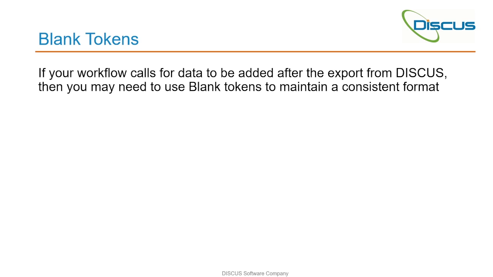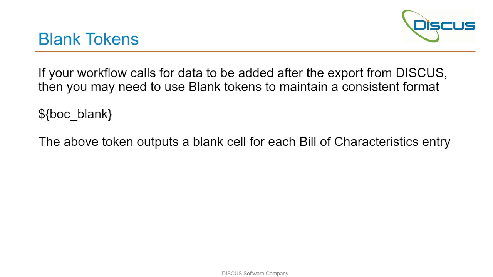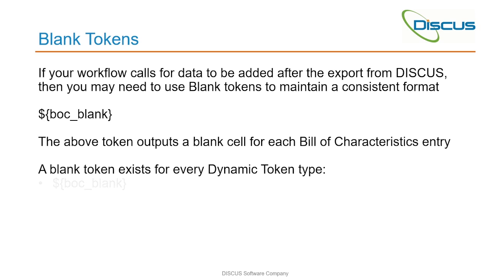If your workflow calls for data that needs to be added after the export from DISCUS, then you may need to use what's called a blank token in order to maintain consistent formatting. This token looks like this and exists for every type of dynamic token. This will output a blank cell for each bill of characteristics entry. And as I just mentioned, a blank token exists for every dynamic token type.